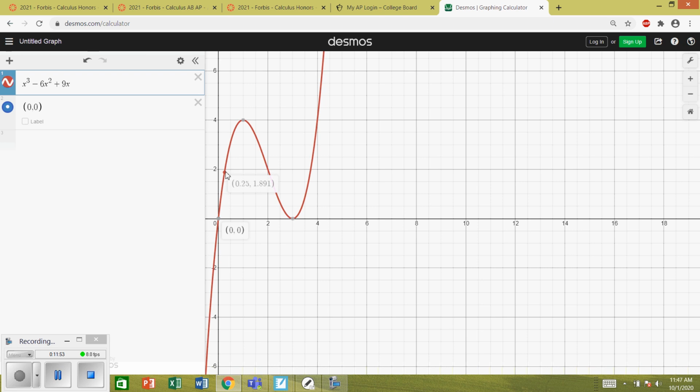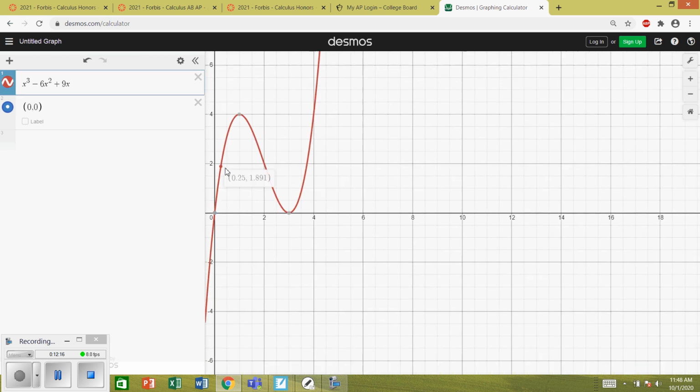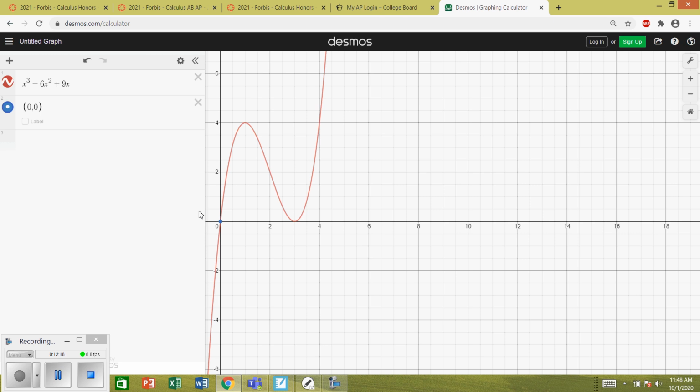As time is moving forward, my particle is moving in the right direction. And then after time equals 1, we're moving in the negative direction. We're moving backwards. So this models when we're moving to the right, and then this is modeling when we're moving to the left. And then after it looks like time 3, we're moving to the right again. So this models where my particle's at any given time. So forward, backwards, forward.